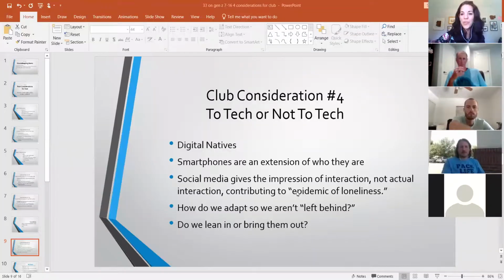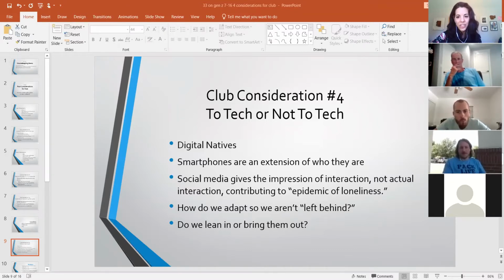Last consideration for more conversation is consideration 4, which I know we've all thought about: to tech or not to tech. This is one of the big things we're trying to figure out, I think, in general. We know that Gen Z are digital natives. We know smartphones are actually an extension of who they are, and for some, it's closer tied to their identity than others. Social media does give the impression of interaction, but it's not actually interaction, so it's weird. It actually leads to more loneliness. It's weird, the way it all connects together.